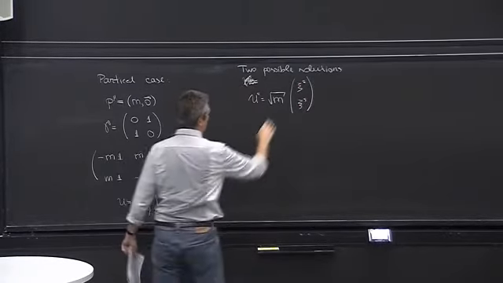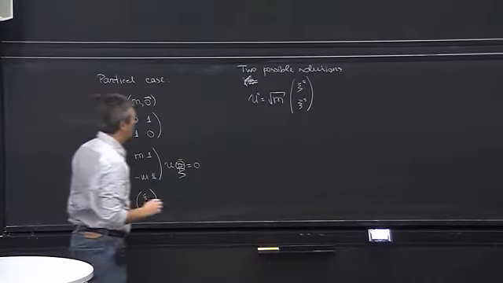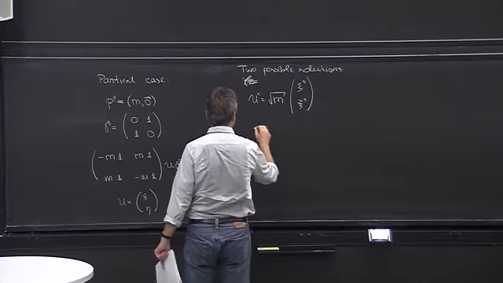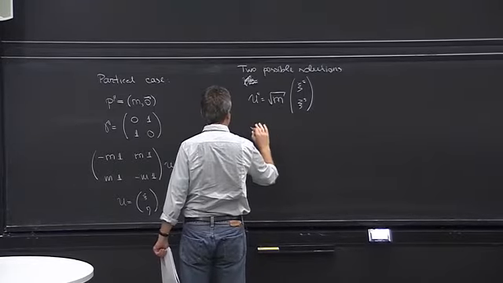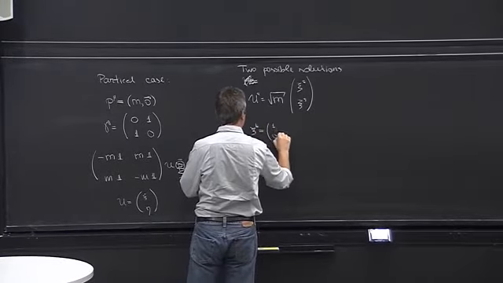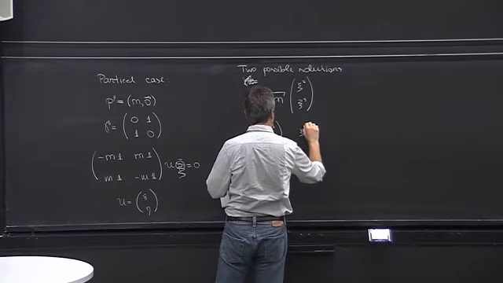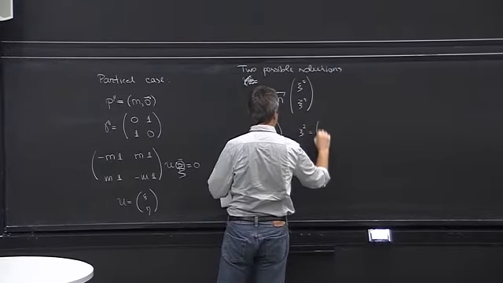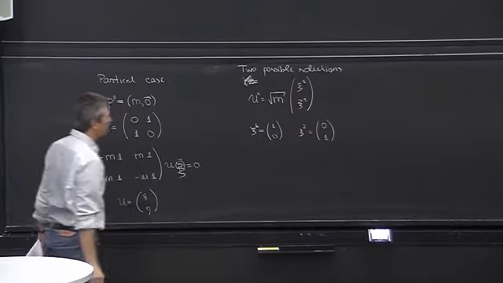Where psi s should form a basis in a two-dimensional space of upper or lower spinors. So we can take psi 1 to be a (1, 0) vector, and psi 2 to be a (0, 1) vector.